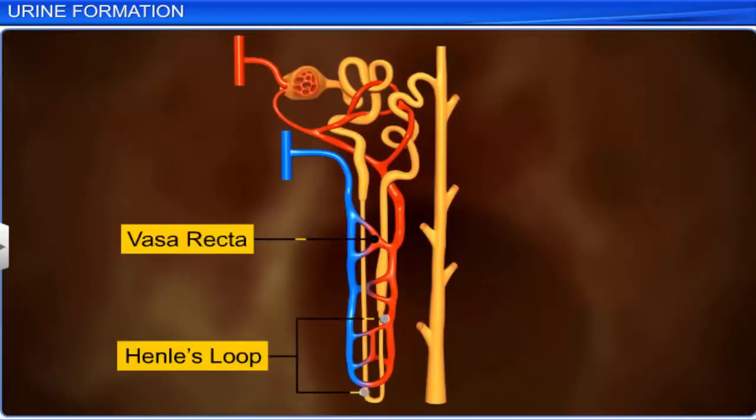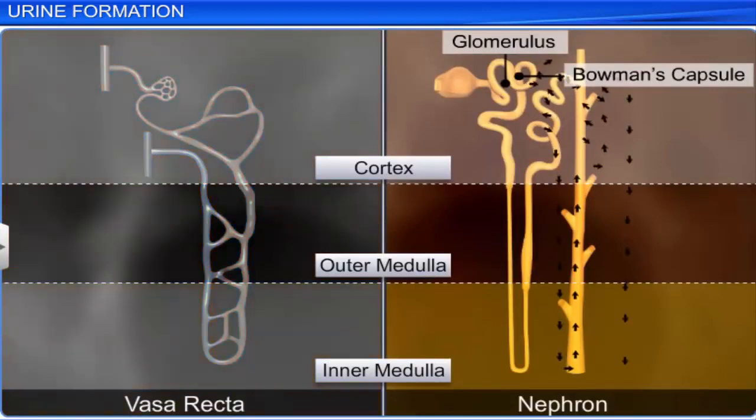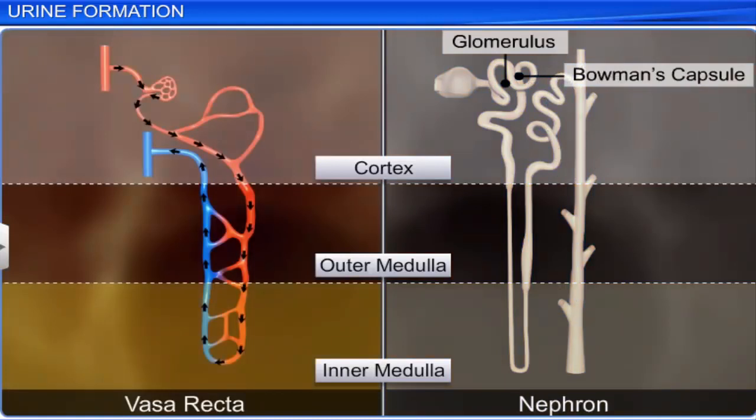Henle's loop and the vasa recta are the parts of the kidney that help concentrate the urine. A countercurrent is created in both these parts. This is because the direction of the flow of filtrate in the 2 limbs of Henle's loop and the flow of blood in the 2 limbs of the vasa recta are opposite.